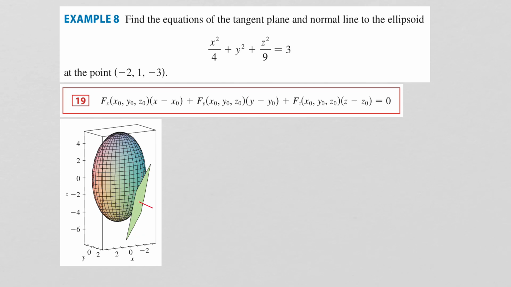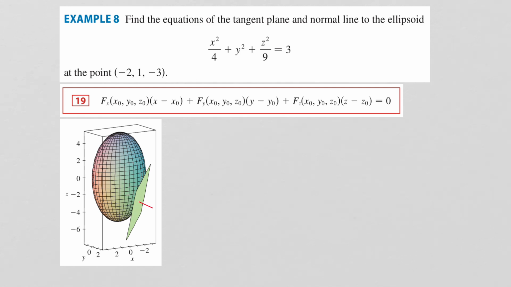So let's find the equations of the tangent plane and the normal line to the ellipsoid given here. So we have an ellipsoid at a certain point. So here is the graph of that ellipsoid. The point (-2, 1, -3) is down here somewhere, and we're finding the tangent plane to that point. And then also the normal line to that point that goes through that point of tangency to the plane. So first we need the partial derivatives evaluated at the point (-2, 1, -3).